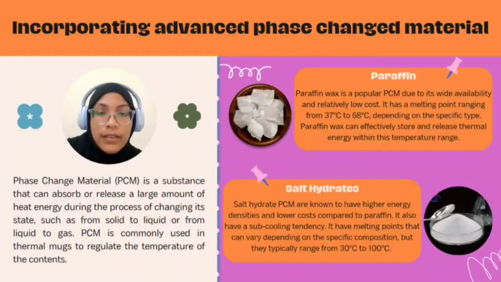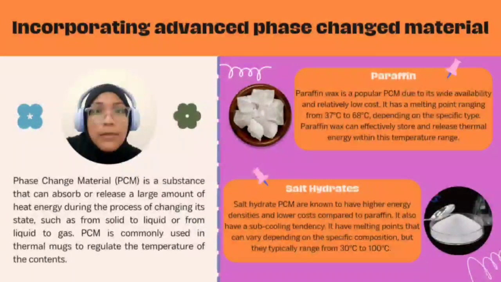Assalamualaikum, my name is NURUL IZZATI BINTI HAMIRRUDIN. I will explain the second innovation, which is incorporating advanced phase change material. Phase change material, or PCM, is a substance that can absorb or release a large amount of heat energy during the process of changing its state, such as from solid to liquid or from liquid to gas. PCM is commonly used in thermal mugs to regulate the temperature of the contents.